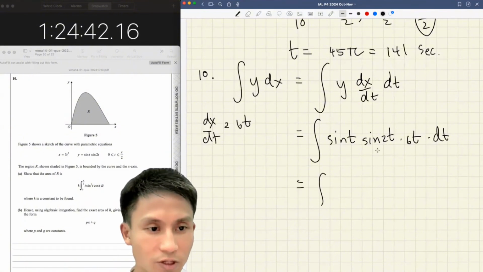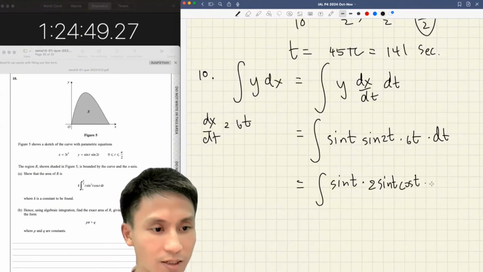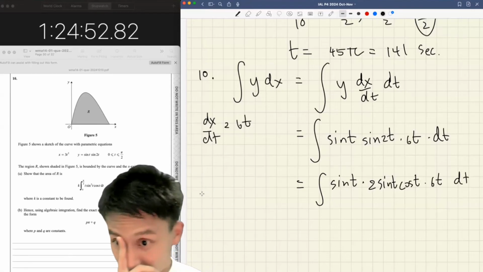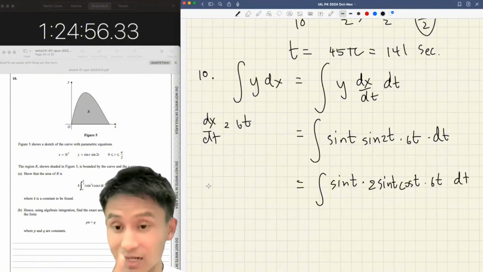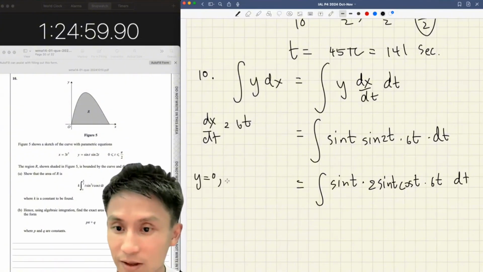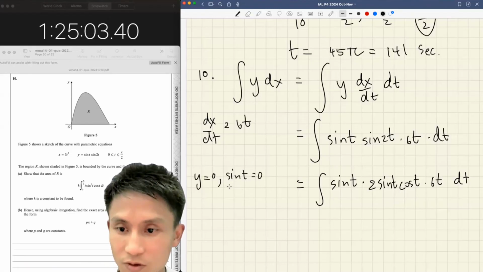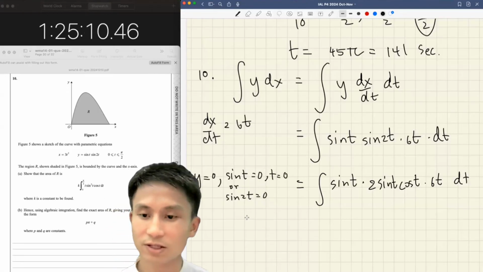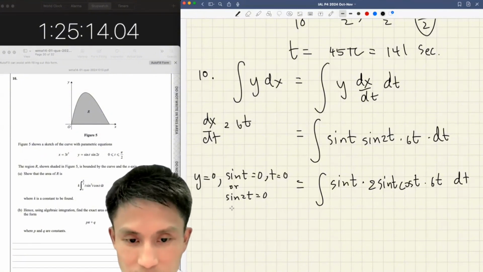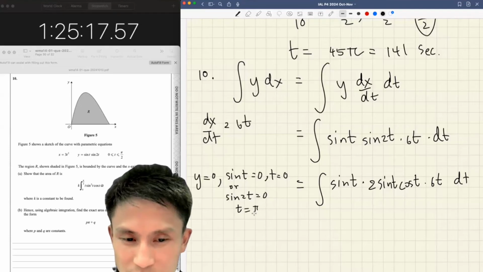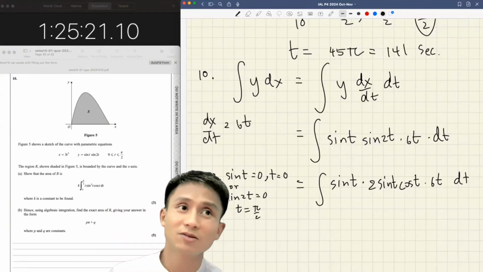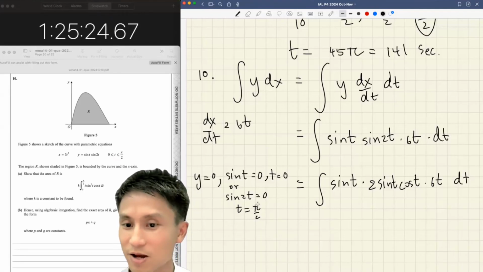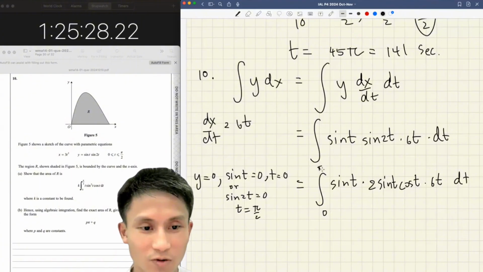Okay. So we use double angle there. 2 sine t cos t times 6t and dt. But because we need to put in bounds of t, that is when y equals 0. So we put y equals 0 there. That means sine t equals 0 or sine 2t equals 0. Now sine t equals 0, this is t equals 0, obviously. Sine 2t equals 0 gives t equals pi over 2, because sine pi is also 0. So here we go, 0 and pi over 2 for the bounds of t.